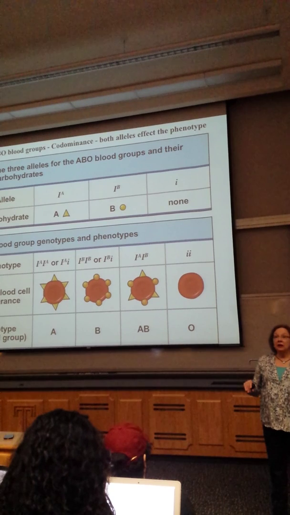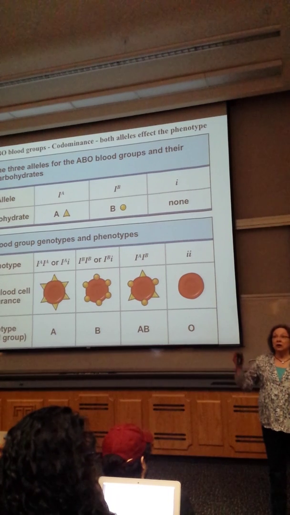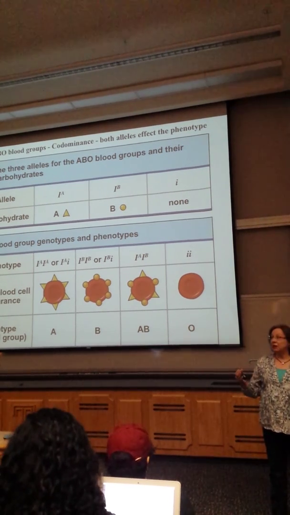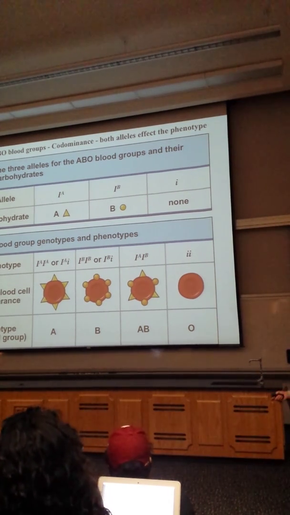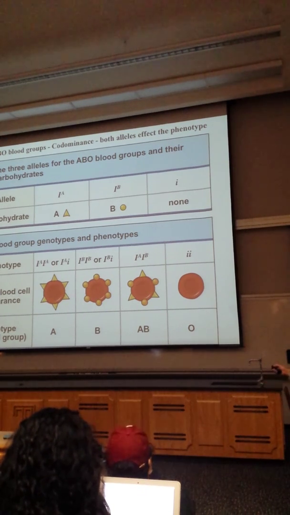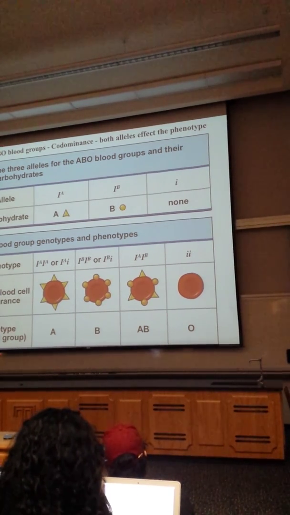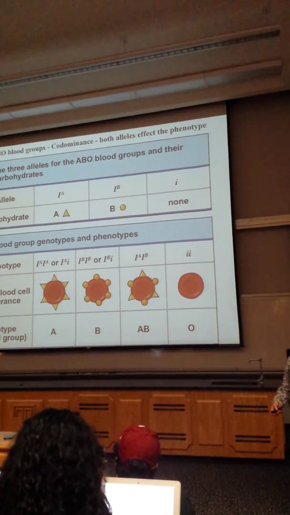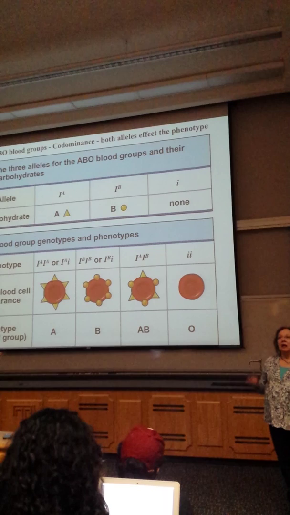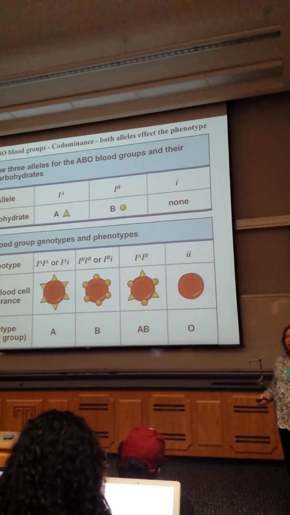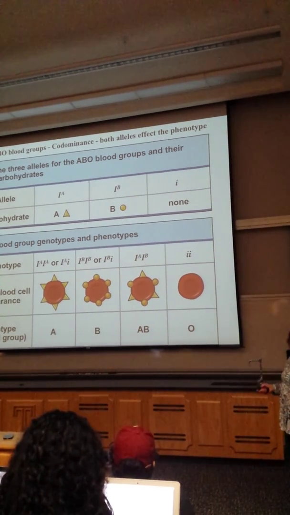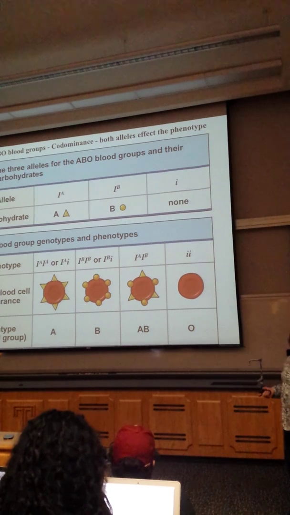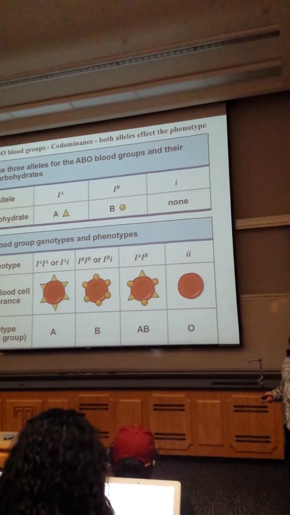And in your study guide, I wrote a description of this process so that you can understand what's happening at the molecular level. At the molecular level, one of our best examples is the ABO blood groups. The ABO blood groups actually refer to a glycoprotein that's on the surface of our red blood cells.